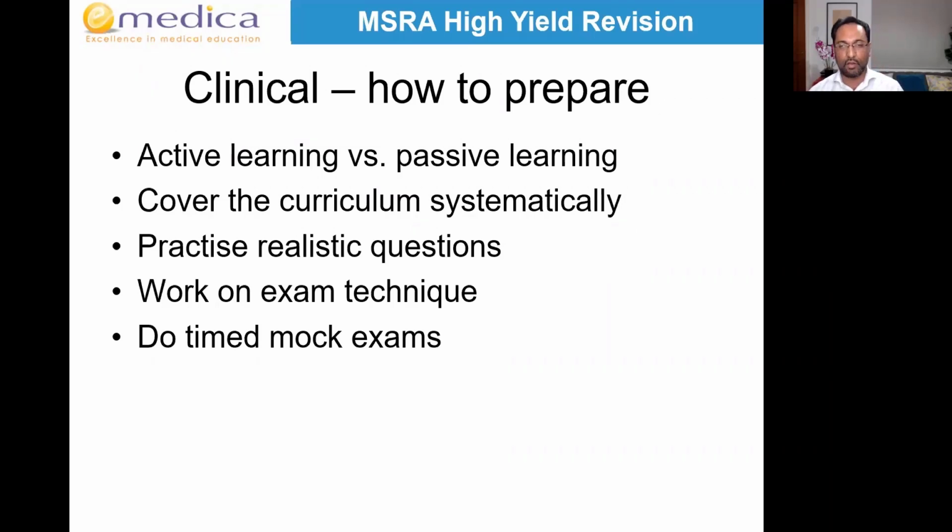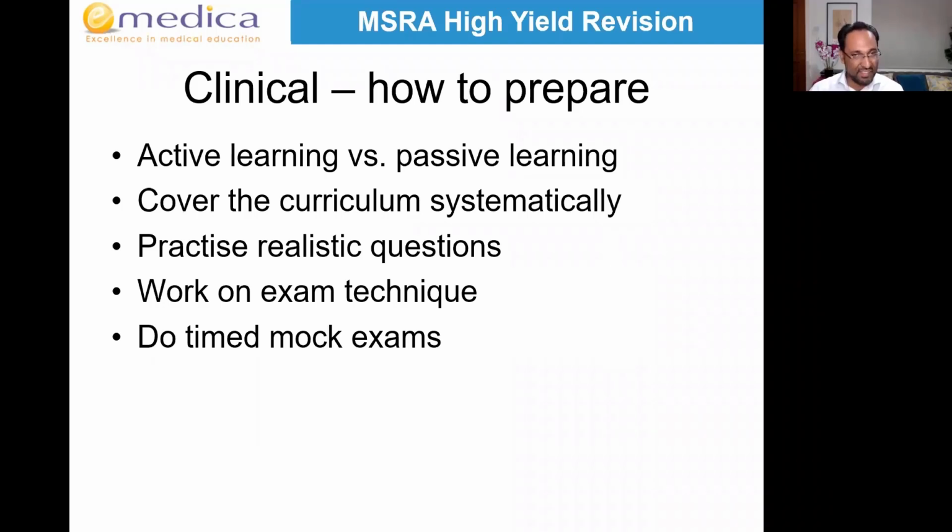When you do active learning, a good example of that is practicing questions like we've done now, or using a question bank to practice questions. That way, it sticks in your head longer. And you want to cover the curriculum systematically. You want to practice realistic questions, work on exam technique, and do some timed mock exams so you get used to the time pressure.